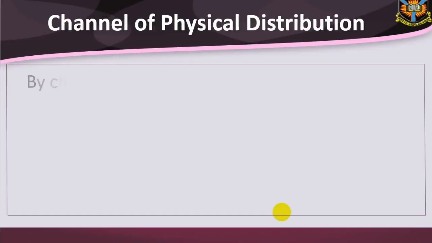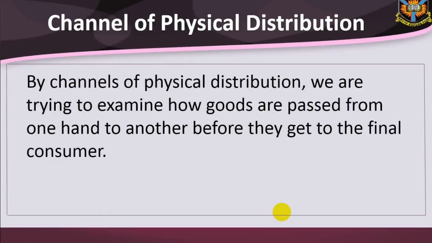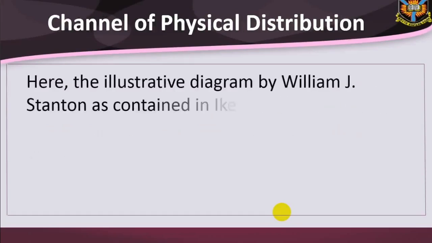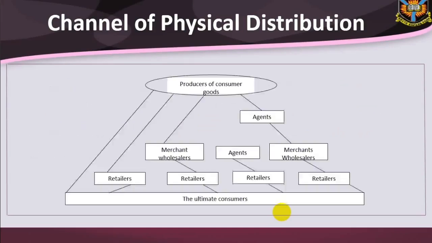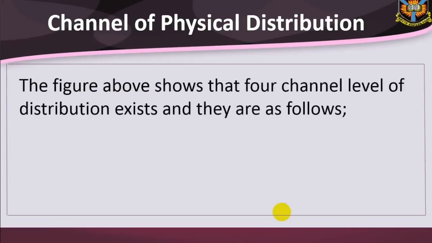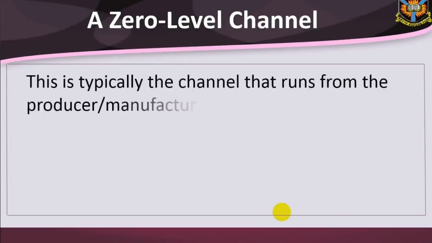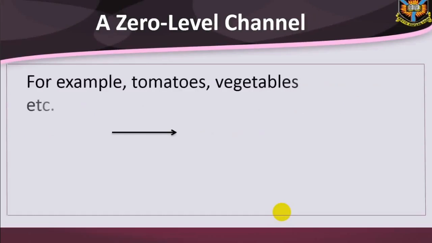Channels of distribution. By channels of physical distribution, we're trying to examine how goods are passed from one hand to another before they get to the final consumer. Here, the illustrative diagram by William J. Stanton, as contained in ECO314SS8, becomes handy. The figure shows that four channel levels of distribution exist, and they are as follows. 1. A zero level channel. This is typically the channel that runs from the producer or manufacturer to the consumer or buyer. It captures majorly the perishable goods, for example, tomatoes and vegetables.